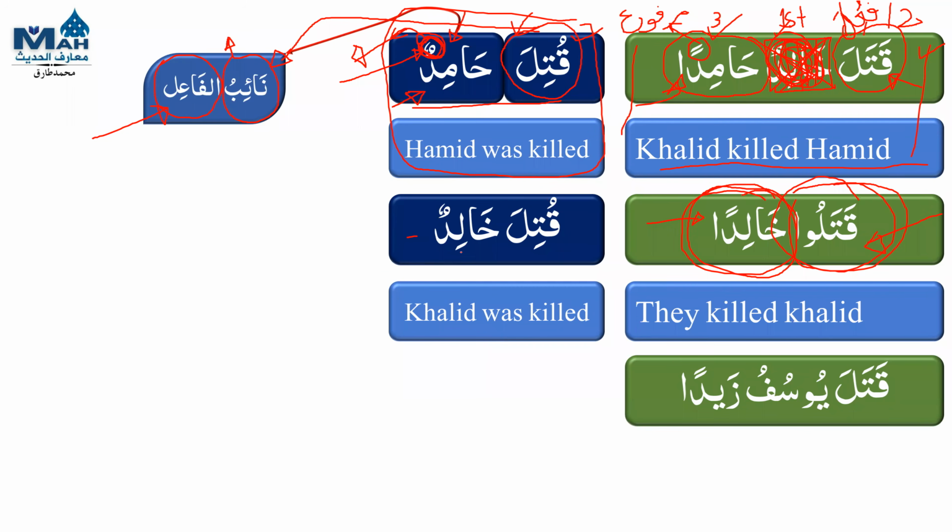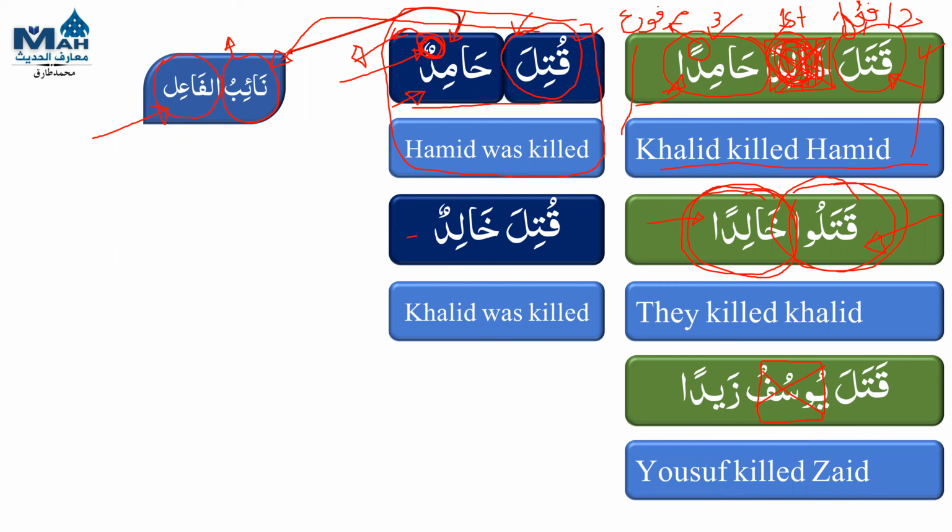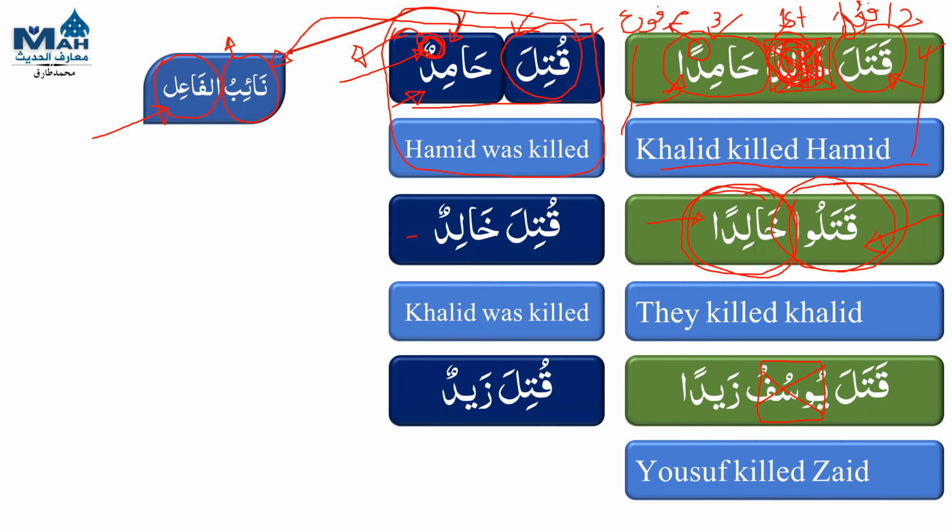So read the sentence. Qatala Yusufu Zaidan. Yusuf killed Zaid. Okay. So now we want to convert this sentence to majhul. What we will do? Subject is removed, sir, and the fail will become in the weight of fuila, so it will be kutila, and the maful will become in marfu state. So kutila Zaidun. So translation will be Zaid was killed.